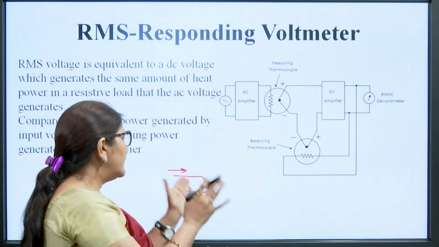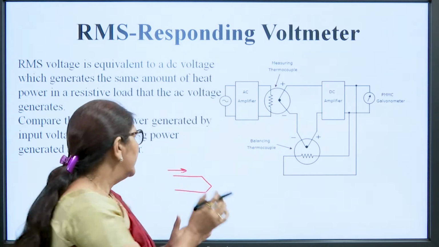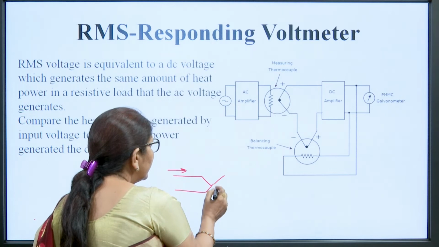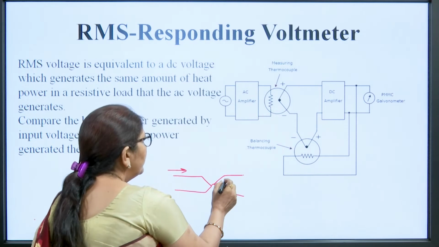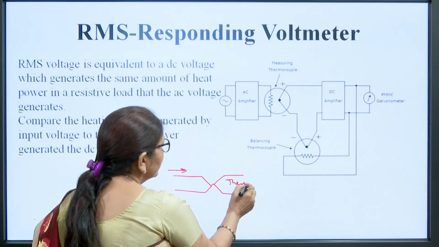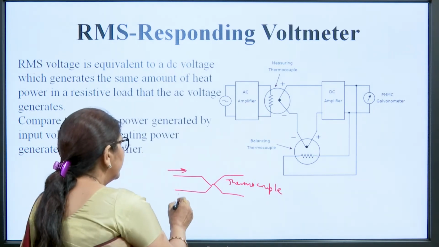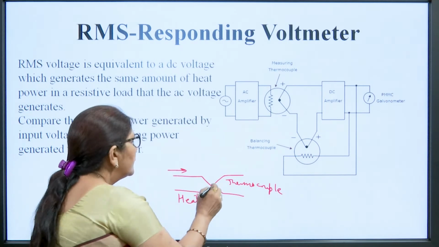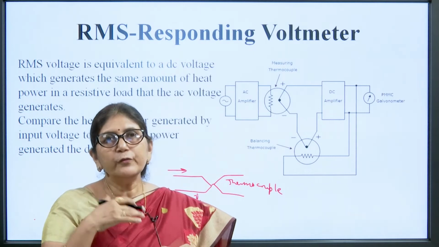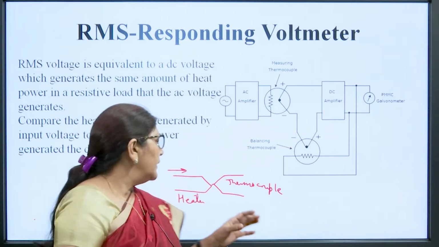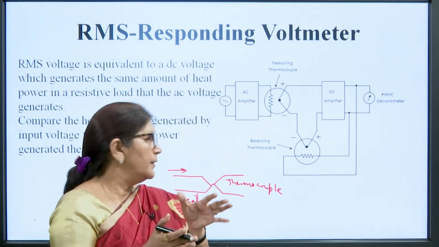If we place this heater and a thermocouple in close proximity, then what will happen? Suppose this is the thermocouple, and there is no connection between these two. So, this is the thermocouple and this is the heater. If we heat up the heater by any voltage whose RMS value we want to measure, then because of the heat from this heater, the thermocouple will produce a voltage.